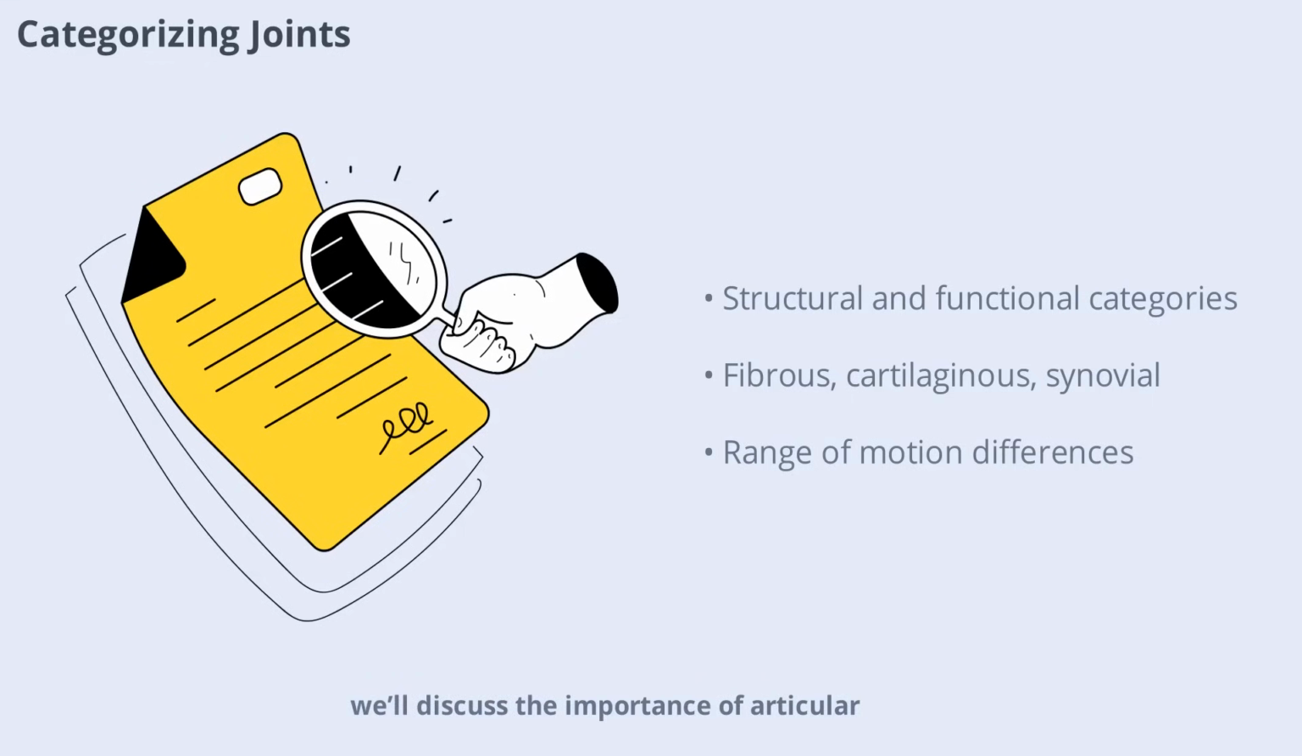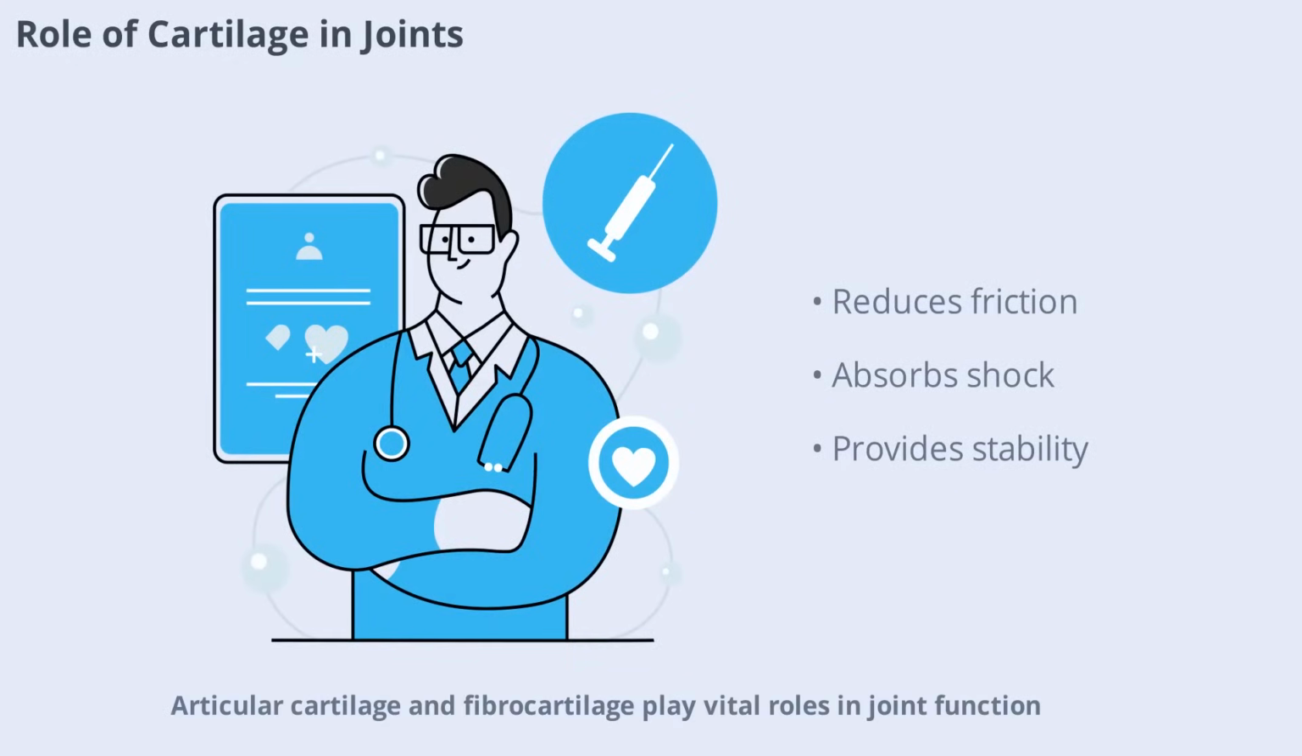Next, we'll discuss the importance of articular cartilage and fibrocartilage in joint health. Articular cartilage and fibrocartilage play vital roles in joint function. Articular cartilage covers the ends of bones in synovial joints, reducing friction and absorbing shock during movement. Fibrocartilage, found in structures like the meniscus of the knee, provides additional cushioning and stability. These tissues help protect bones from wear and tear, allowing for smooth and pain-free motion. Without healthy cartilage, joints would be more susceptible to damage and degeneration.